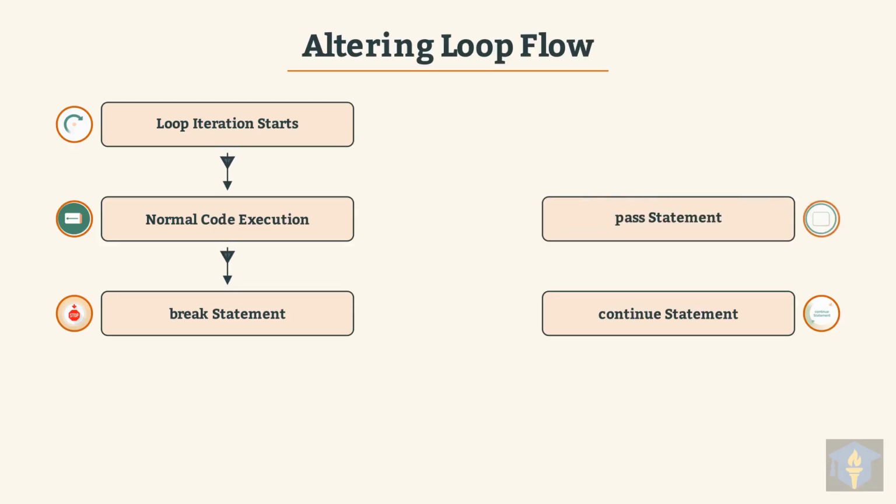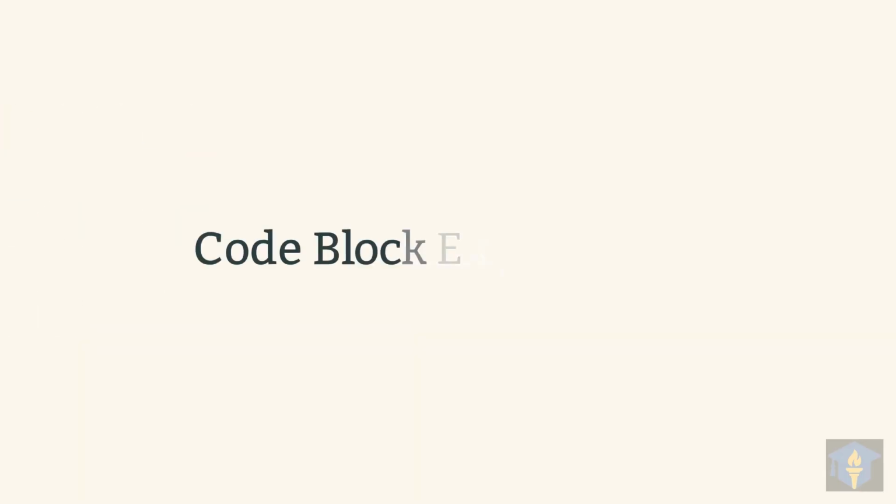The pass statement is a null operation. It does nothing and acts as a placeholder when syntax requires a statement. Loop termination signifies the point where the loop finishes its execution, either naturally or by a break. Let's continue with our code block explanation.